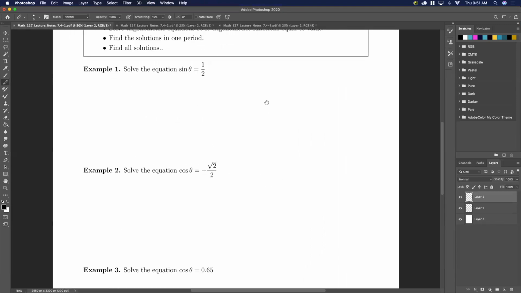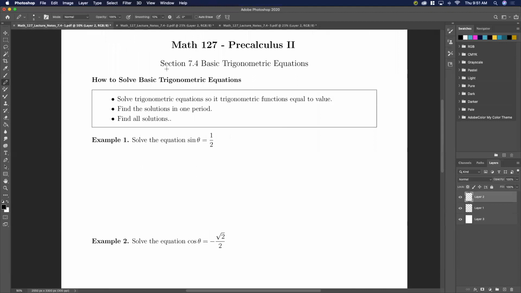Right, so I'm going to start trig equations. So how to solve a trig equation? Put the trig function on one side and the value it equals on the other, right? Find the solution for one period, then find all the solutions, and that's what we're going to do here.